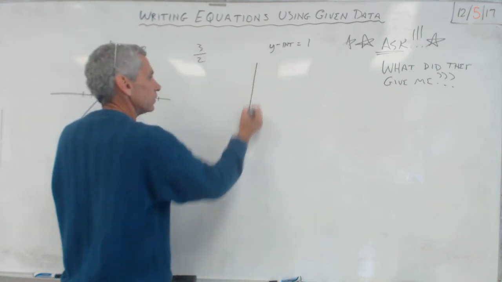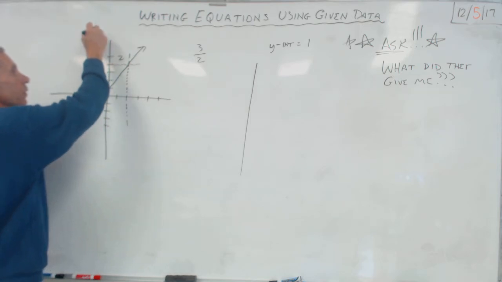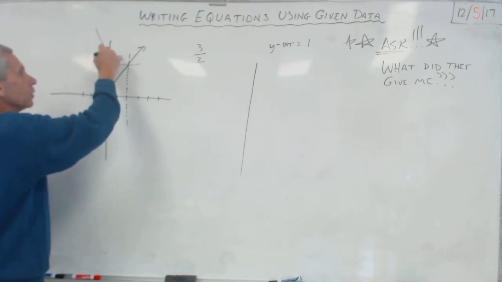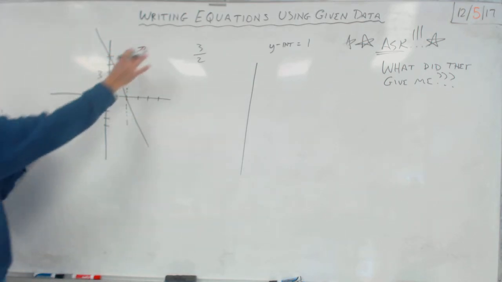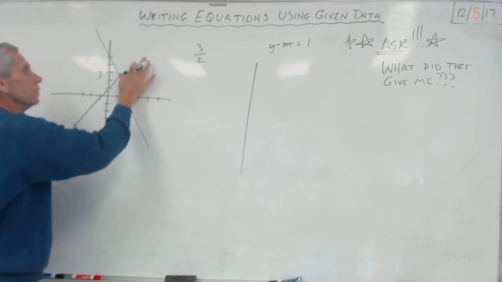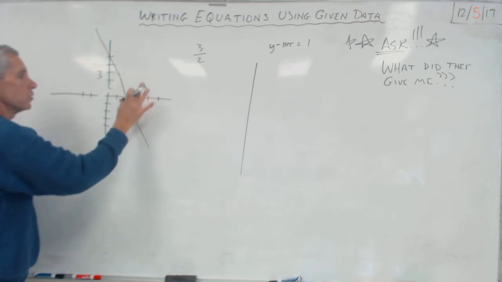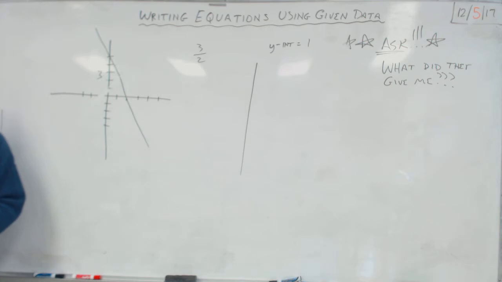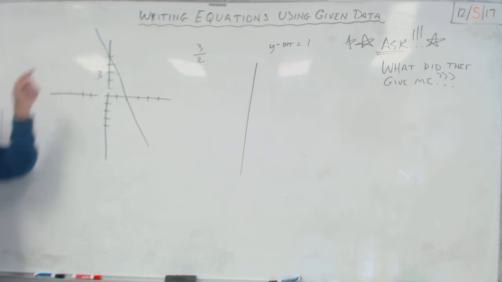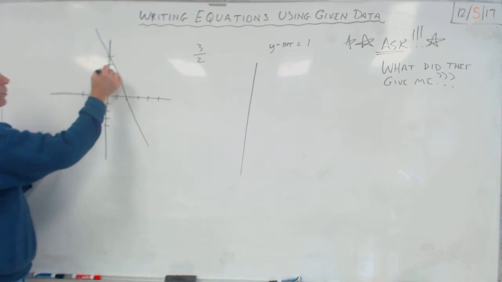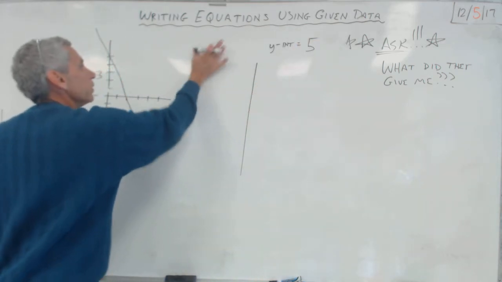So if I gave you something like this, let's say I gave you this. What about that one now? Let's get rid of all this mess. Okay, so what did I give you? I gave you a y-intercept of 1, 2, 3, 4, 5. So my y-intercept is 5. What's my slope?